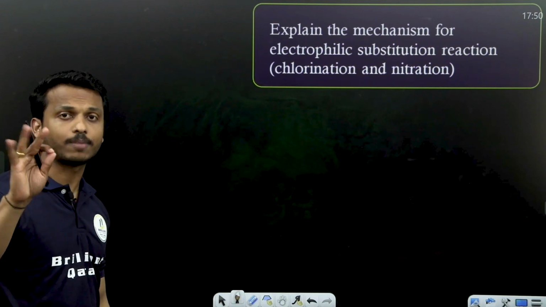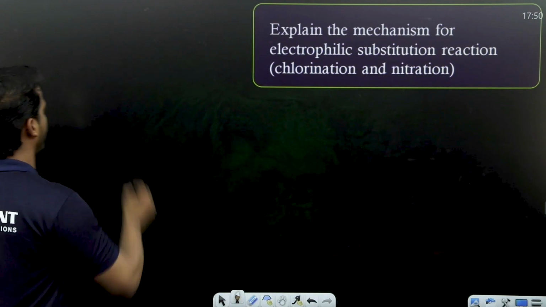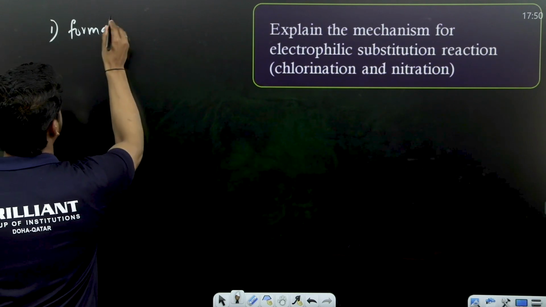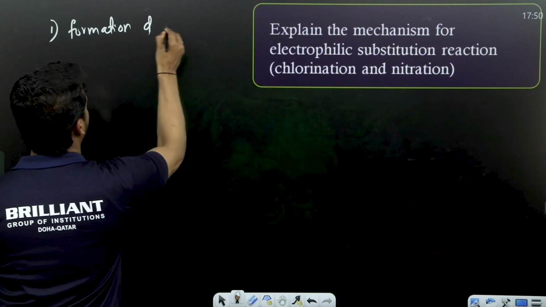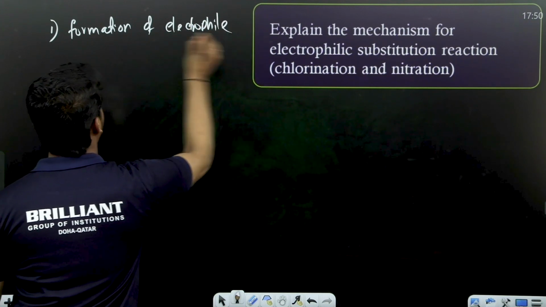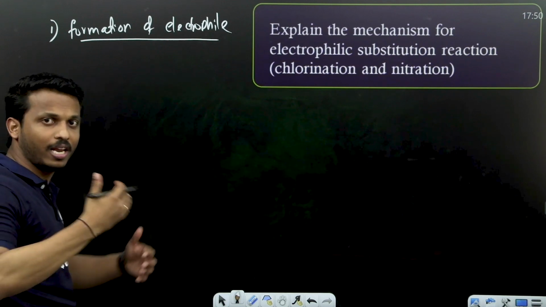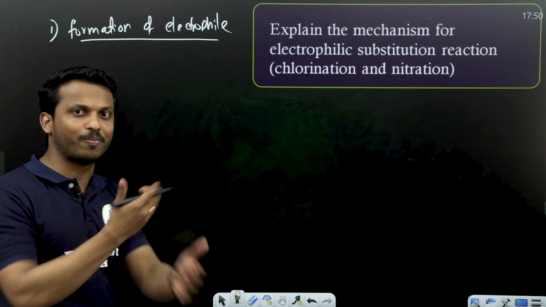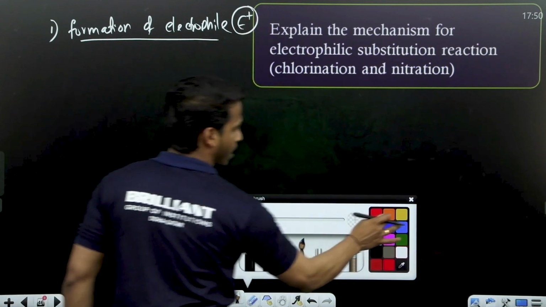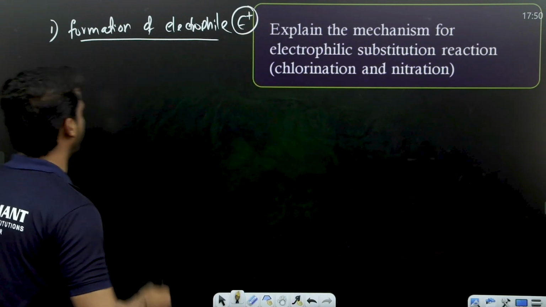Total there are 3 steps for the electrophilic substitution. First step is the formation of electrophile. First the electrophile should generate, then only we can add it on the benzene ring, right? So let us generate the electrophile. How do they generate the electrophile? Let's see.